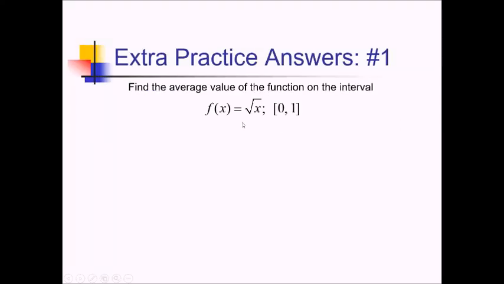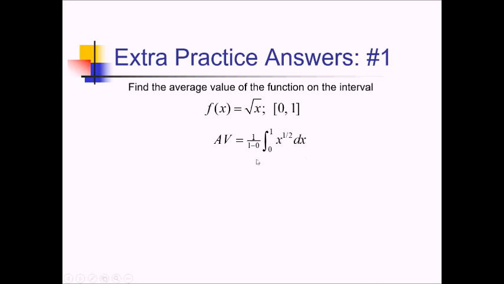To find the average value of this function over the interval from 0 to 1, we're going to start by taking 1 over the interval length, so 1 over 1 minus 0, times the integral from 0 to 1 of the function we're trying to average, which I'm going to rewrite as x to the 1/2 power, and then a dx there.